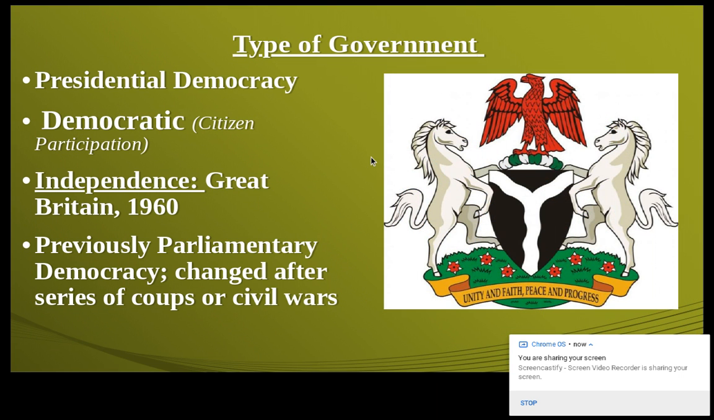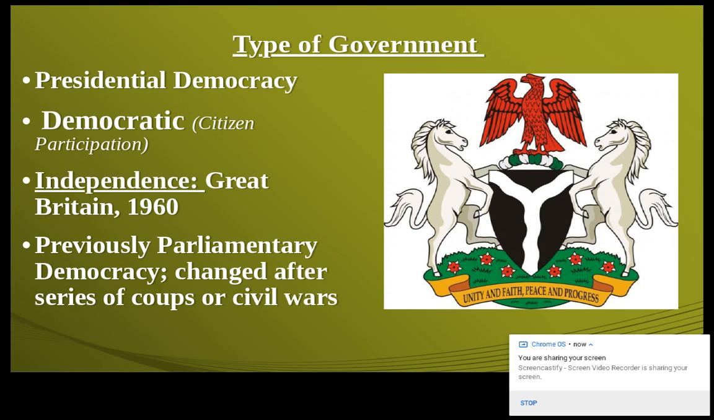So, first of all, the most important thing to know up front is what type of government Nigeria has. The type of government Nigeria has is a presidential democracy where the citizen participation is democratic. So those are the two most important things. It's very similar to what's here in the United States, where everyone can participate and everyone can vote.